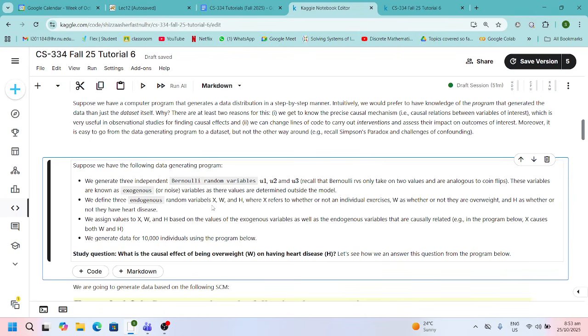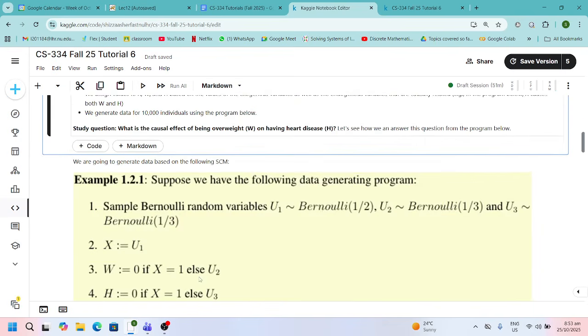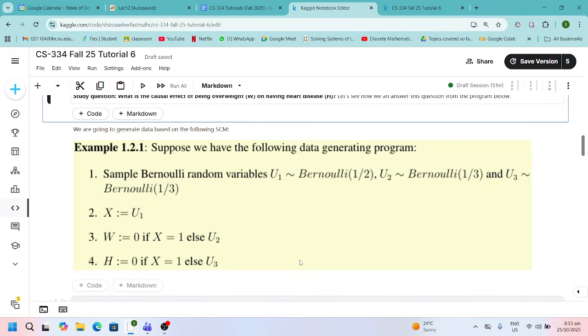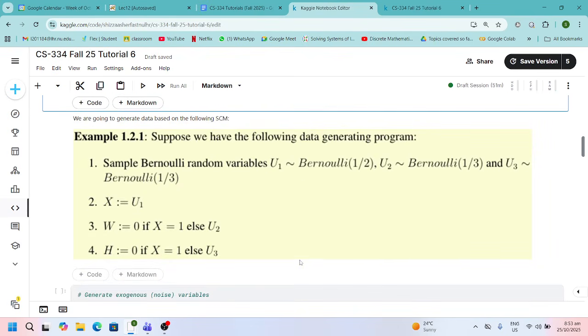All right, so what are you trying to determine? You're trying to determine whether weight impacts heart disease or not. Exercise is something that impacts weight, and exercise is something that impacts the likelihood of heart disease. So, anyway, we are going to generate 10,000 values against this data generating algorithm that we have covered in class.